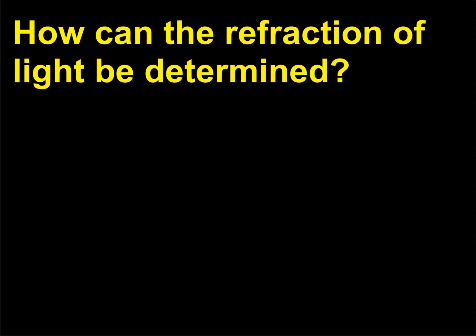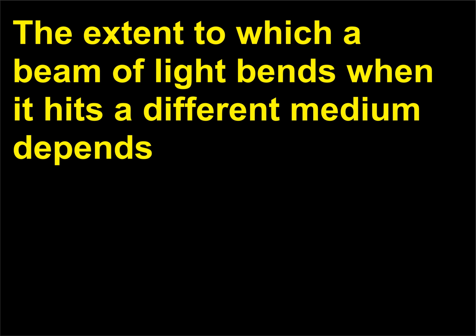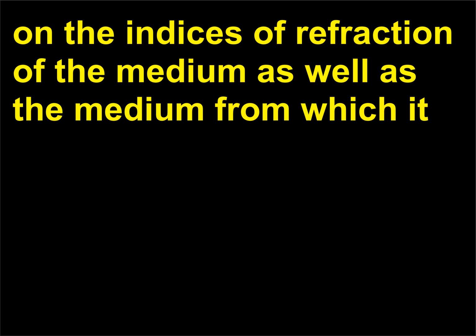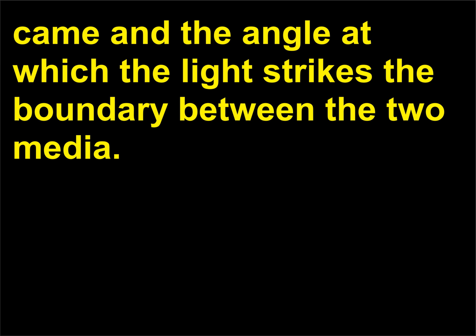How can the refraction of light be determined? The extent to which a beam of light bends when it hits a different medium depends on the indices of refraction of the medium as well as the medium from which it came and the angle at which the light strikes the boundary between the two media.